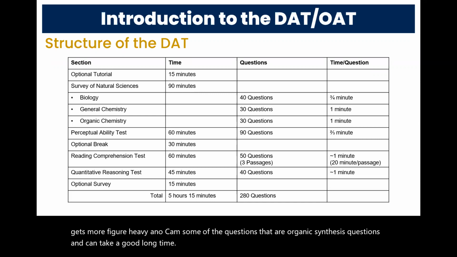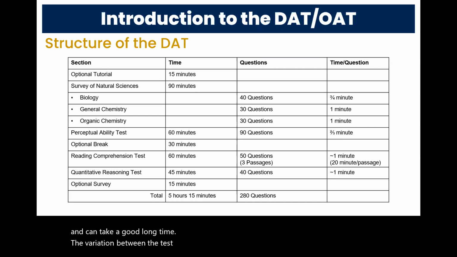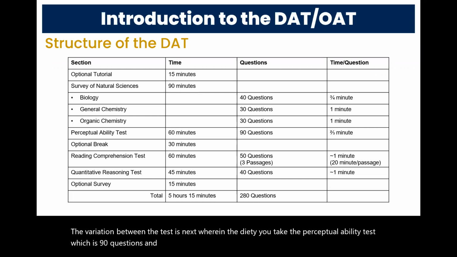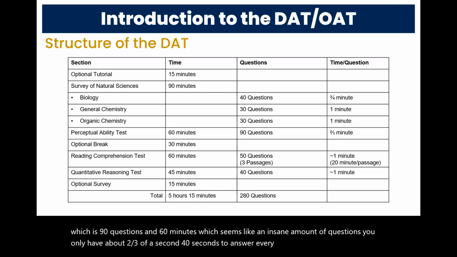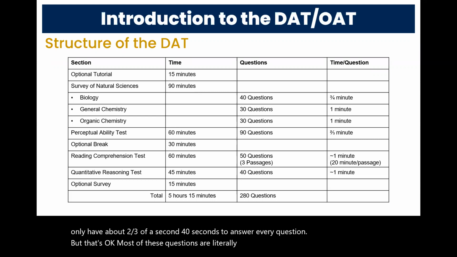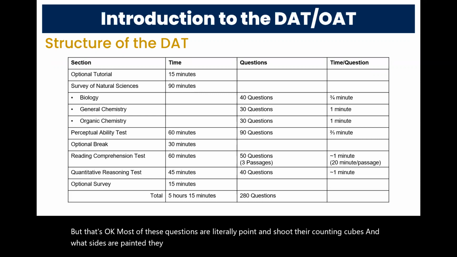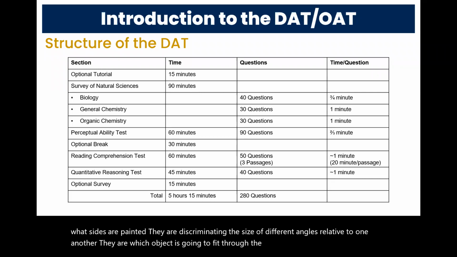The variation between the tests is next, where in the DAT you take the perceptual ability test, which is 90 questions in 60 minutes, which seems like an insane amount of questions. You only have about 40 seconds to answer every question. But that's okay. Most of these questions are literally point and shoot. They're counting cubes and what sides are painted. They are discriminating the size of different angles relative to one another. They are which object is going to fit through the keyhole and various other perceptual ability questions.